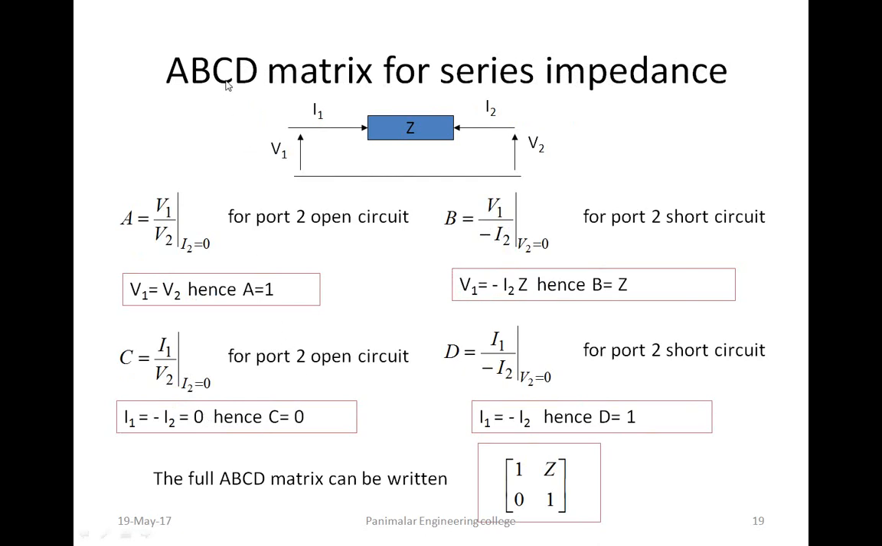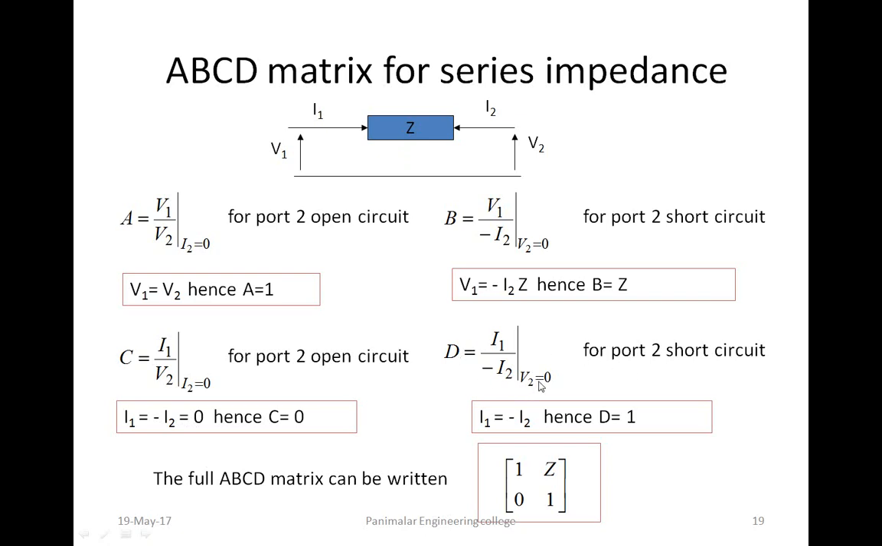Now we shall discuss the ABCD matrix for series impedance. In series impedance, the current direction is mentioned as that of the diagram. The current is taking the opposite direction. So now apply the same concept by terminating port 2 by means of open circuit as well as short circuit, and find out the value of the ABCD parameters for the given diagram.